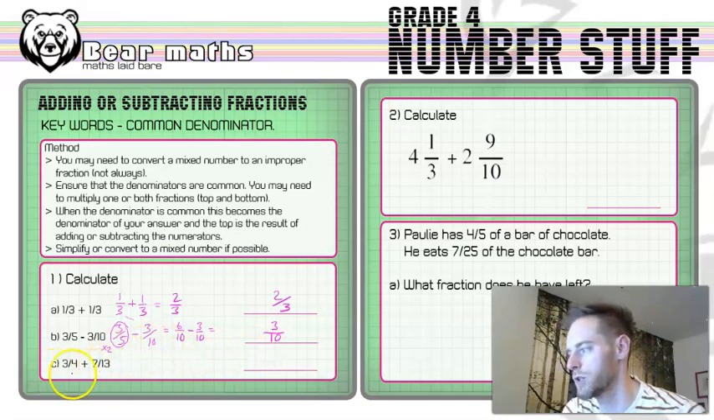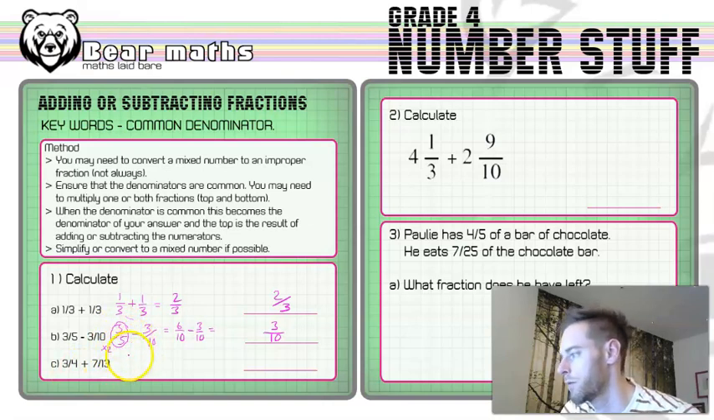Now the harder type question is when you've got different denominators that you can't do this with. You can't just multiply one, we have to multiply both. And this is what this question is. We've got 3/4, I'm going to add 7/13. It's a very awkward question.